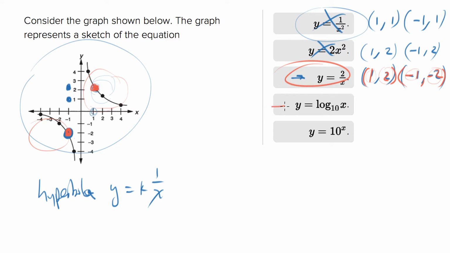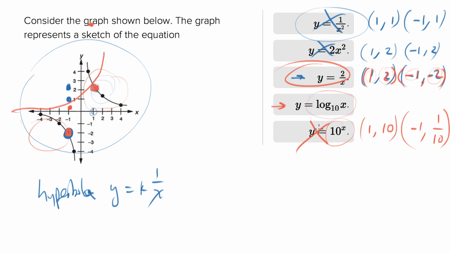The log is the most annoying. Let's come back to that. The last one is the exponential, so 10 to the x. This will always be positive, and you can try plugging in. So 1 will give you a 10, which is already kind of way too steep. That's like up here. But if we plug in a negative 1, 10 to the negative 1 is just 1 over 10, which is a positive number. It's super small, but it's positive. And exponentials look like this. There is no place where they end up negative. So this is out.